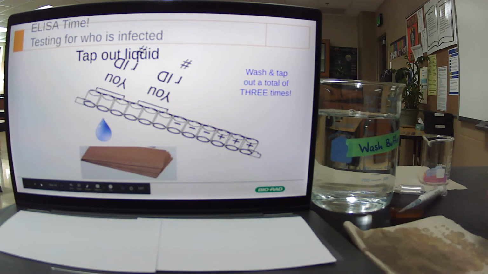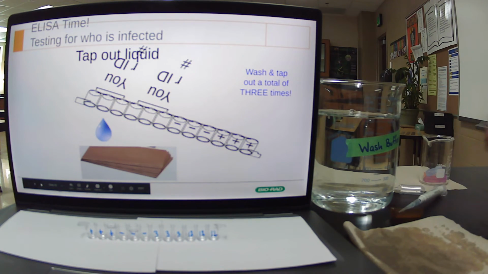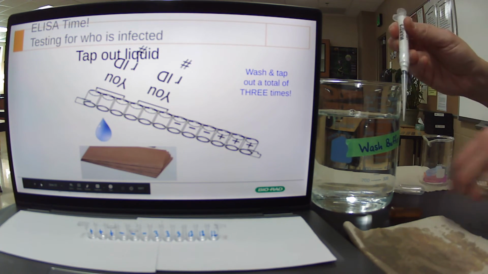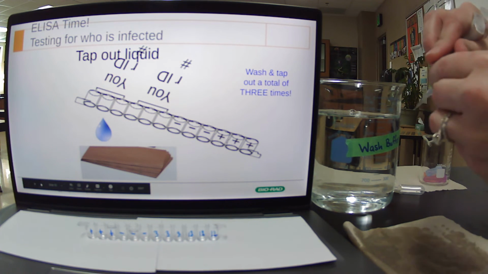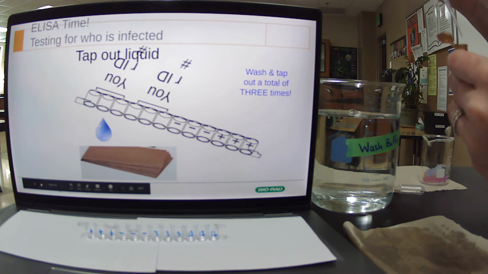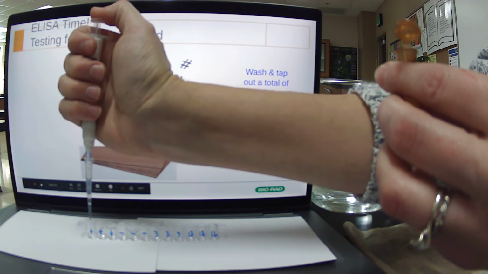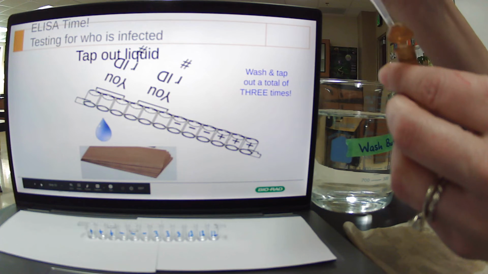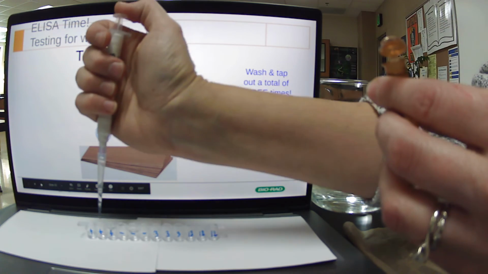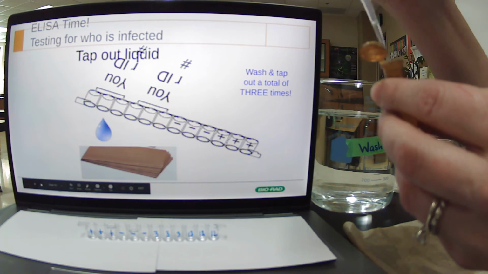So the final step here is going to be to add the substrate of the enzyme. So I have one more clean pipette tip, and I have my enzyme substrate right here that I'm going to add into all of these little wells. And this could take a few minutes as the reaction happens. We need to give it a couple minutes to change color, but some of them could happen pretty quickly too.